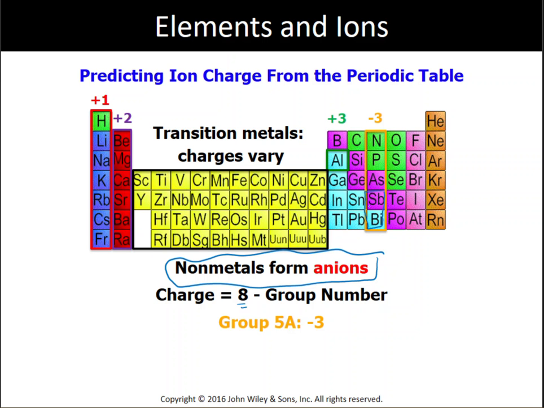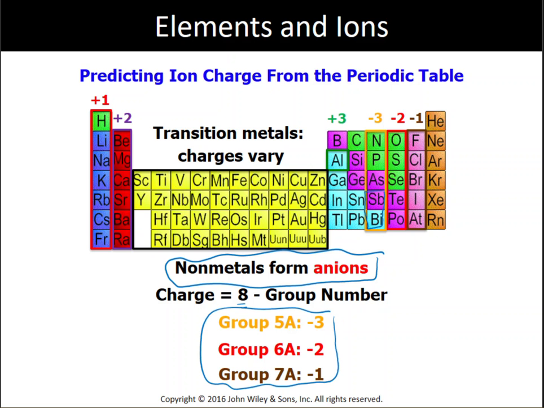Those are post-transition metals. Now, group 6A: oxygen, sulfur, selenium, tellurium, and polonium have a negative 2 charge, so 6 minus 8, negative 2. And then you get to group 7A, which are the halogens. Their charge is negative 1. So these charges are also fixed for nonmetals.